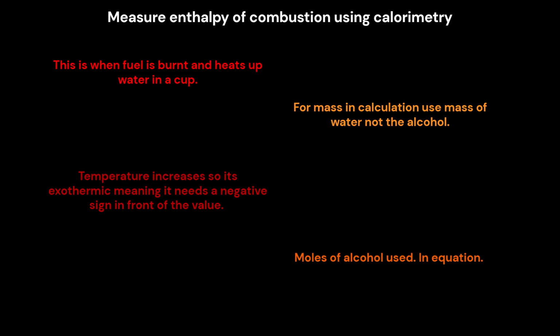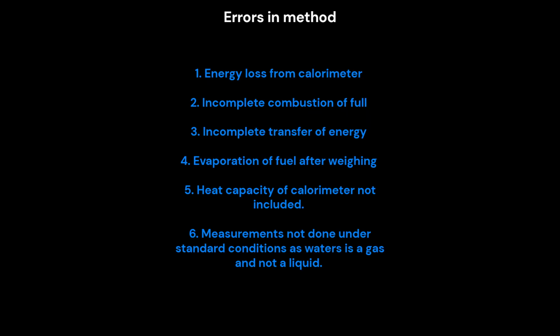Measure enthalpy of combustion using calorimetry. This is when fuel is burnt and heats up water in a cup. For mass in the calculation, use the mass of water, not the alcohol. Temperature increases, so it's exothermic, meaning it needs a negative sign in front of the value. Then find the moles of alcohol used.